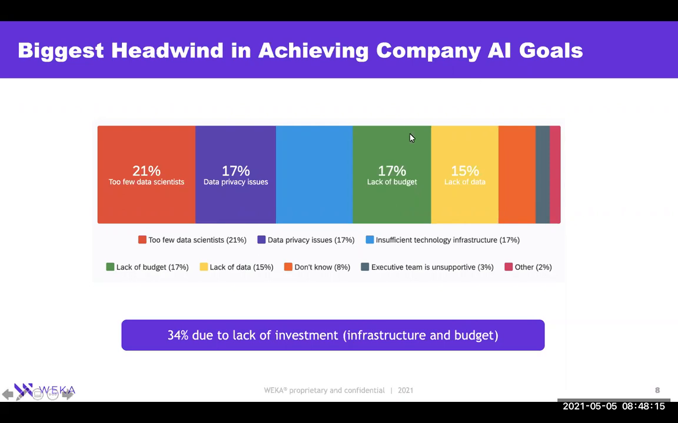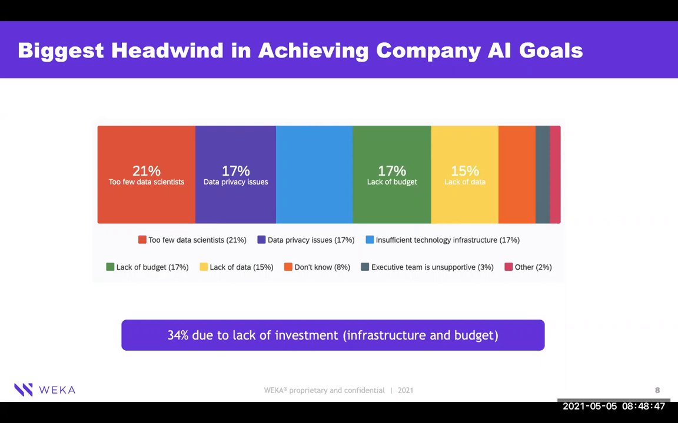Budget, and then if I'm looking at lack of data, you could see that it's in the number 5 place. So actually, organizations, I think if we did this survey 2 or 3 years ago, we saw lack of data as the number 1 problem. Organizations had many challenges gathering data, whether it's buying the data or buying the models, or accumulating the data from multiple sensors and then storing it.